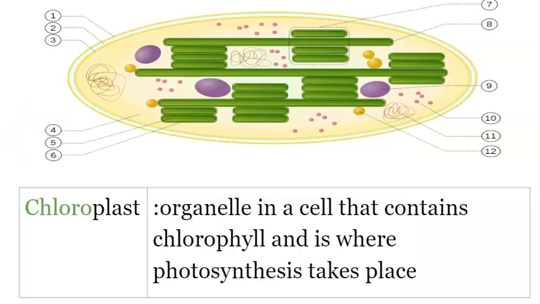Here's another example. Chloroplast. So here is a leaf cell, and within the leaf cell are several organelles, and these are the chloroplasts. Each chloroplast is an organelle in a cell that contains chlorophyll and is where photosynthesis takes place. So inside each of these chloroplasts are those individual chlorophylls.